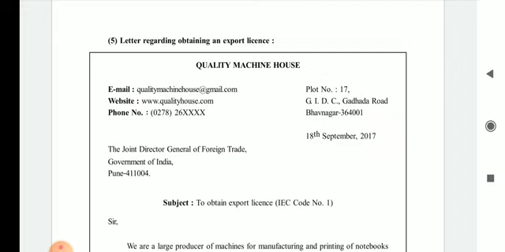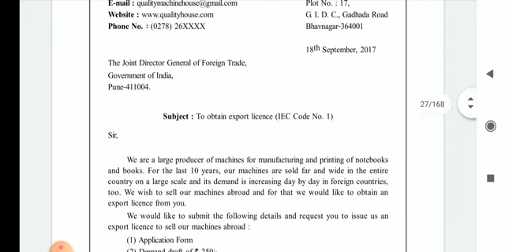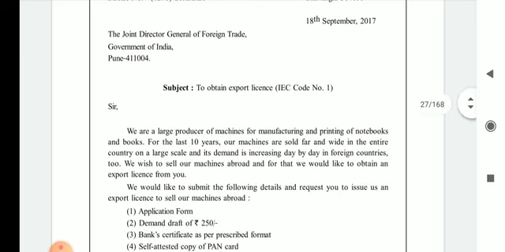Here the writer of that particular letter is Quality Machine House. Email, website and phone number are mentioned. In the address, plot number 17 GIDC Gadada Road, Bhavnagar, and put a full stop after the pin code. 18th September 2017 is the date. The receiver of the letter is the Joint Director General of Foreign Trade.